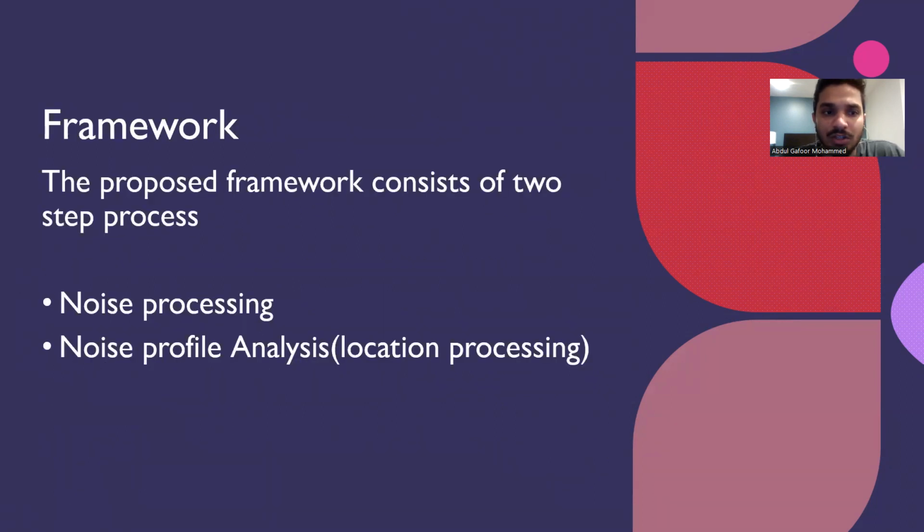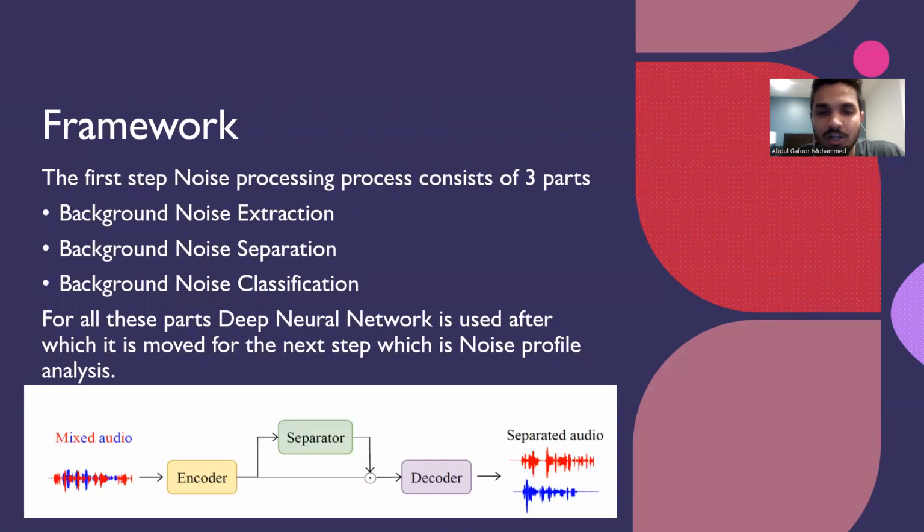So the framework used for this consists of two processes. The first one being noise processing, and the next one being noise profile analysis, location processing. We'll look into each of them. So the first one, noise processing, consists of three parts. The background noise extraction was the first thing done, when the background noise was extracted from the whole audio set, and then the second process was that the background noise was separated. Whatever background noise was achieved was separated into different subsections which it can belong to, and then this background noise was classified into different schemes.